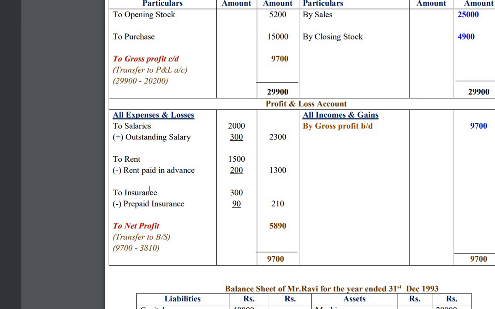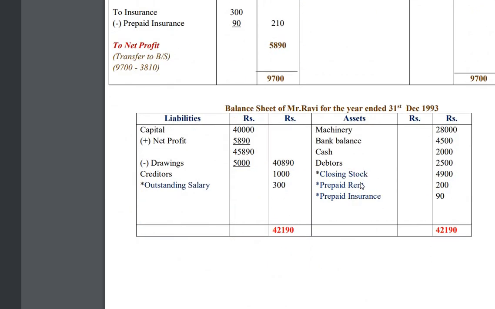The next one, insurance 300. In insurance, rupees 90 is prepaid insurance. The prepaid is also called unexpired insurance. So it will be deducted and the rest of the amount is shown in the outer column. Now I'm going to close the profit and loss account. When you're seeing the profit and loss account, the credit side is greater than the debit side. So now we are going to get the net profit, that is 5,890.